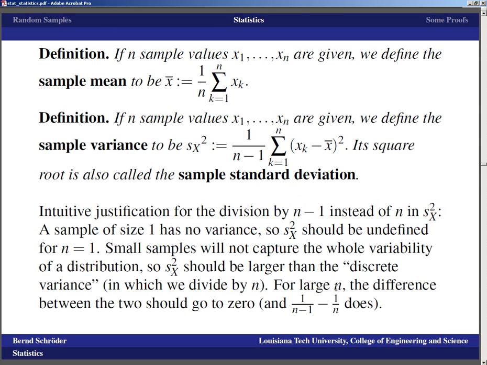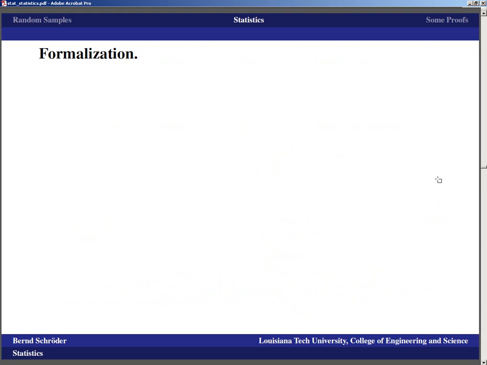And for large values of n, so for large samples, of course, the difference between what we get when we just average these things out by dividing by n, or what we get when we divide by n minus 1, the difference between those two should go to 0, and of course 1 over n minus 1 minus 1 over n does go to 0. So that is something that, even without the admittedly complicated computations in these proofs, we could use to convince ourselves that maybe we ought to divide by n minus 1. I've always felt a little bit uncomfortable with that, and that's probably a reason why I became a mathematician. Well, we'll see what goes on in these proofs.